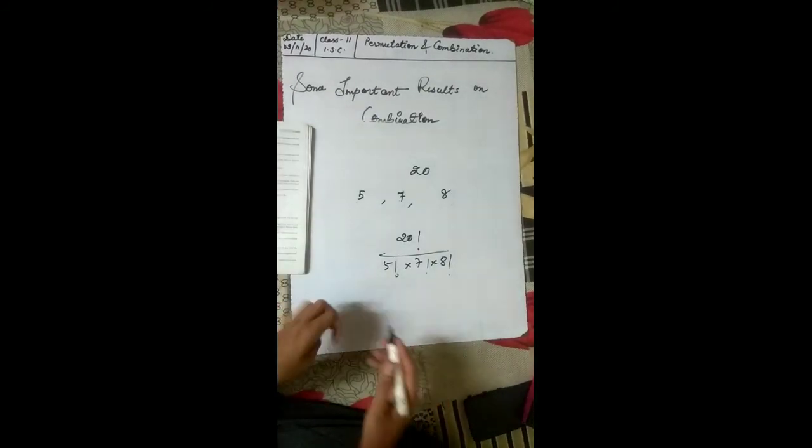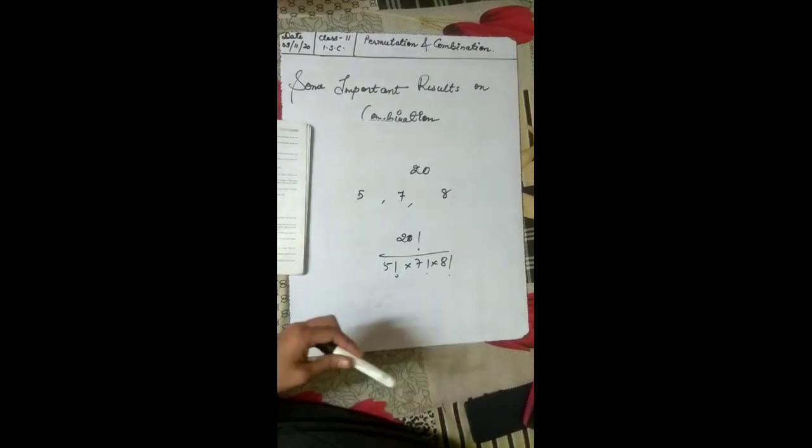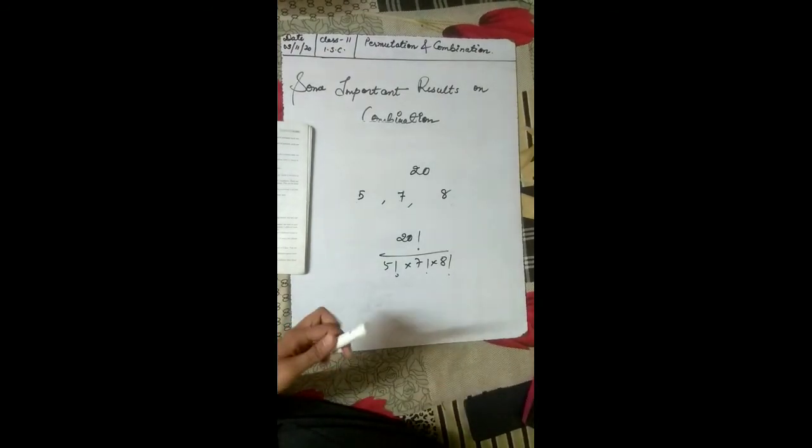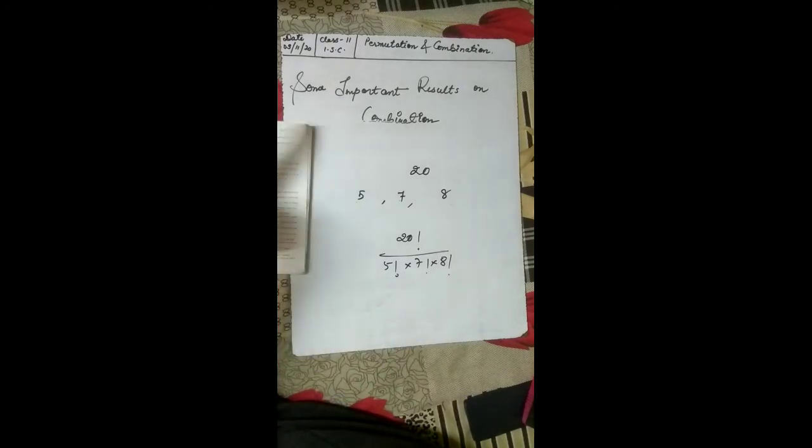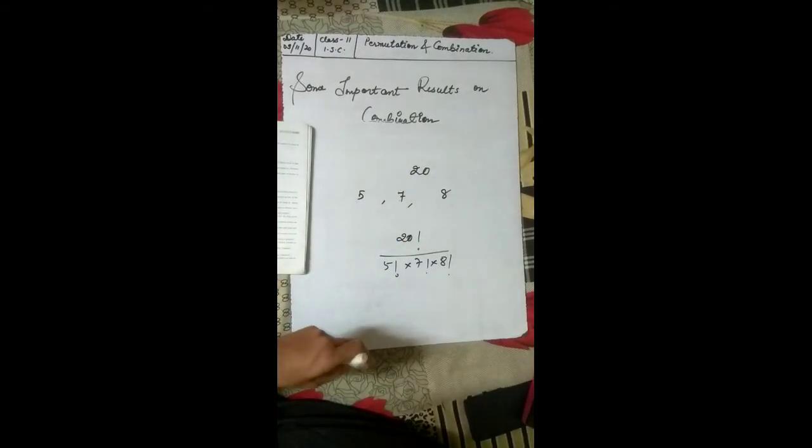Let me tell you which formula we are using. The third one: the number of ways in which m plus n plus p different things can be divided into 3 unequal groups containing m, n, p things. So total 20 factorial upon 5 factorial into 7 factorial into 8 factorial.